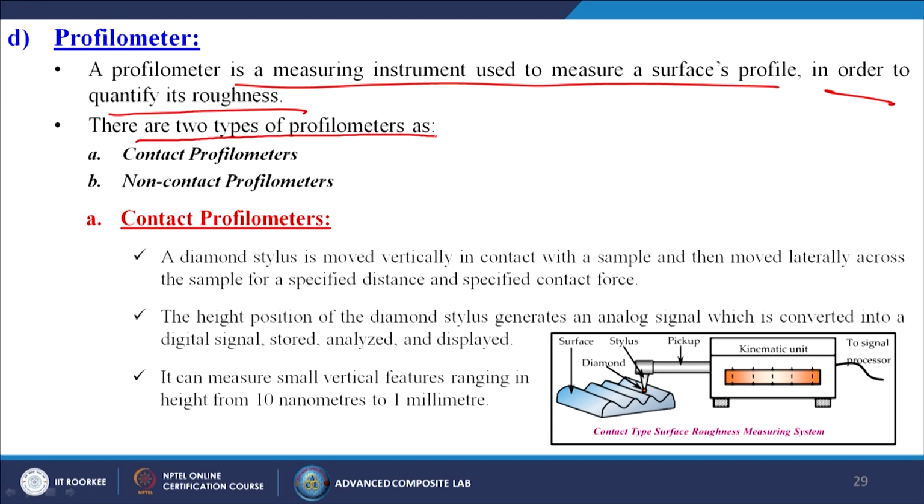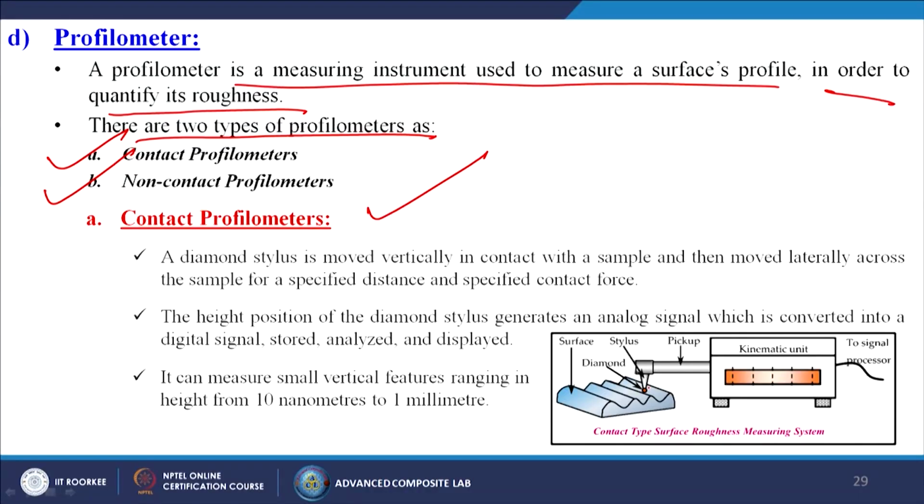There are two types of profilometers: contact profilometers and non-contact profilometers. Suppose I have a tip. If the tip moves at a particular distance from the surface, that is known as the non-contact one, and if it touches your surface and rubs along it this way, that is known as the contact profilometer.